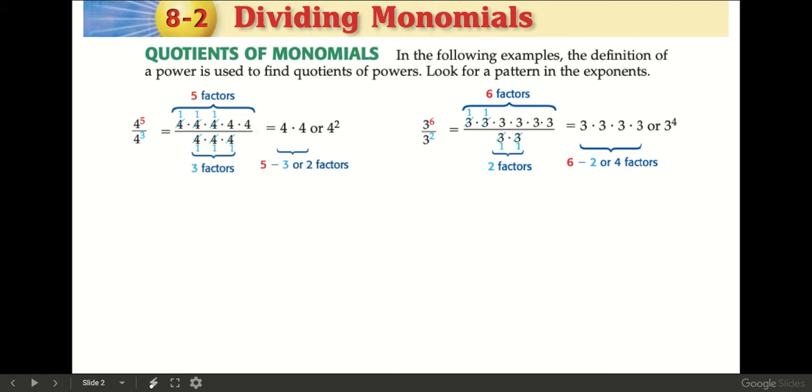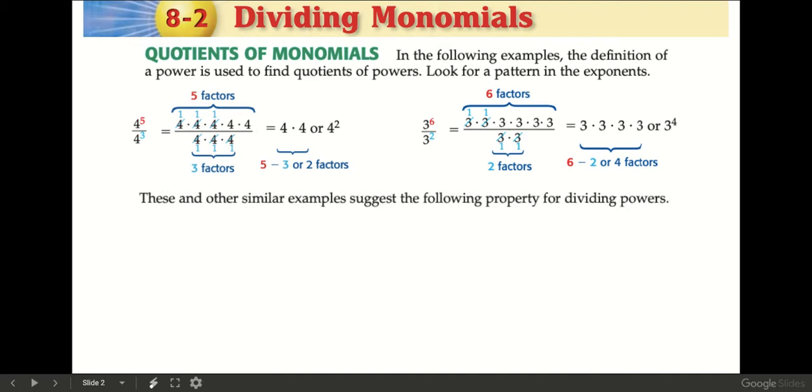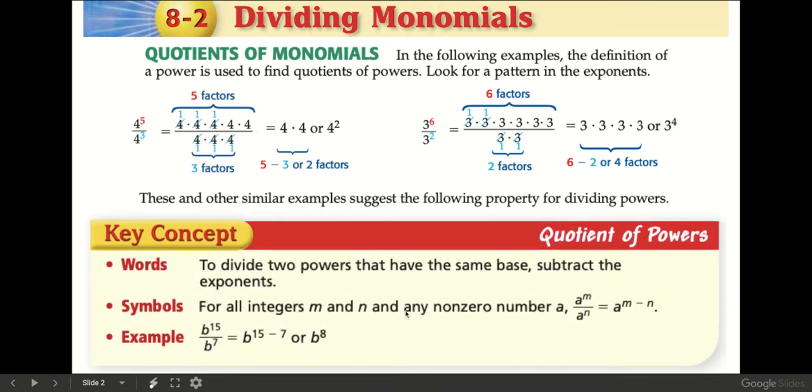Very similar to the product of powers rule, where when I was multiplying two things with the same base, I would add their exponents. Well, now with dividing, I'm going to be subtracting their exponents. So these and other examples suggest the following property for dividing powers. This leads us to our quotient of powers rule: to divide two powers that have the same base, subtract the exponents. Here they give you an example. If I had b to the 15th power over b to the 7th power, I can subtract their exponents because they have the same base. 15 minus 7 gives me 8, so I would have b to the 8th power.